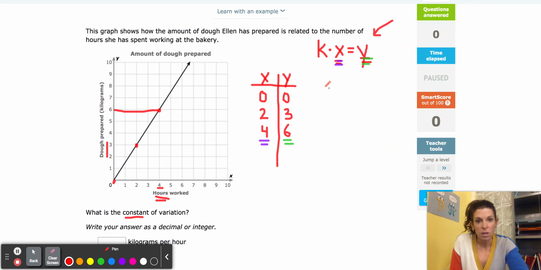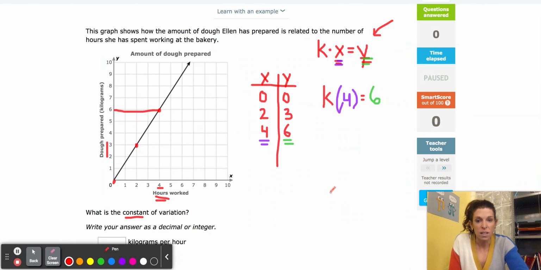So when I plug it in, it'll be K times the X, K times 4, some number times the 4. That's a weird looking thing, but you'll figure that out. Is going to equal our Y. Well, K times 4 equals 6. So we've got to figure out what that K is.